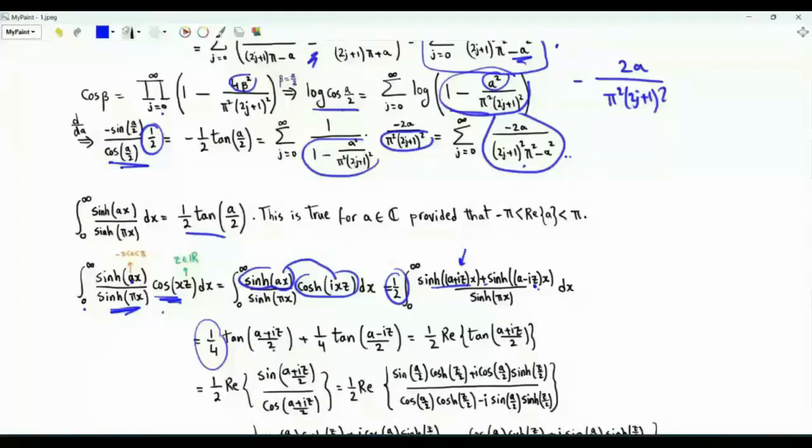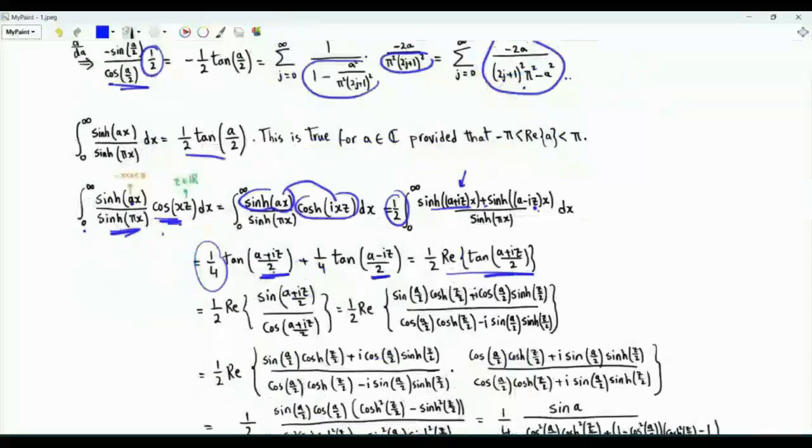In this case, a is real, z is real. As we can see, these arguments are the complex conjugate of one another, so we can multiply by 2 and take the real part. What is the real part of the tangent of (a + iz)/2?